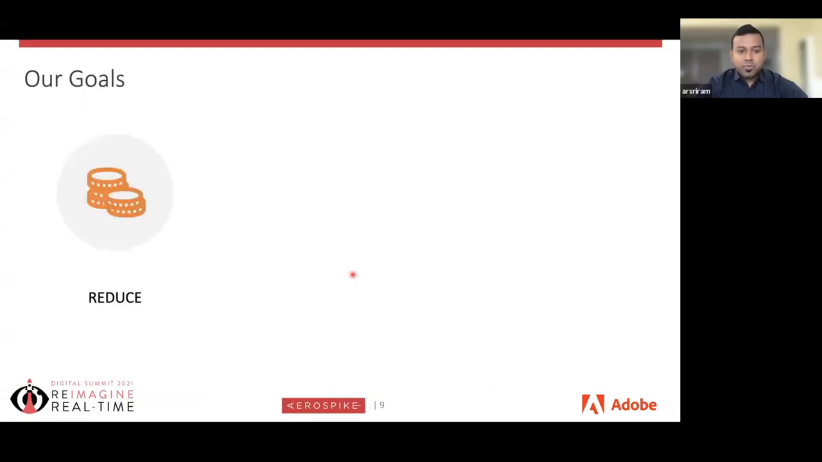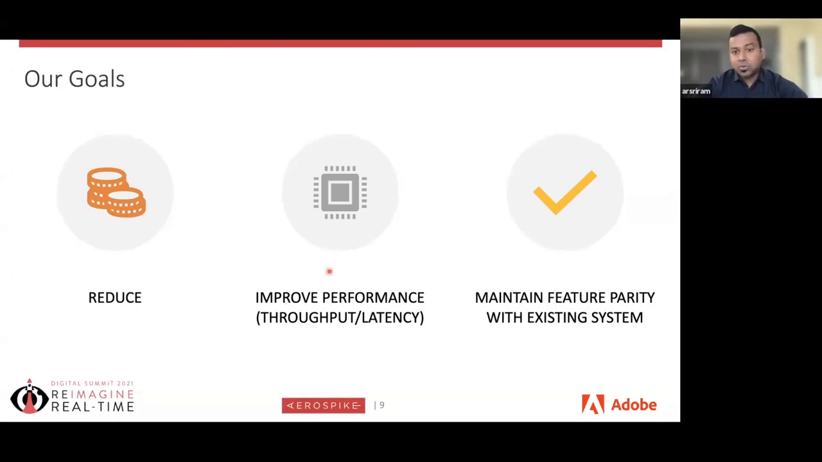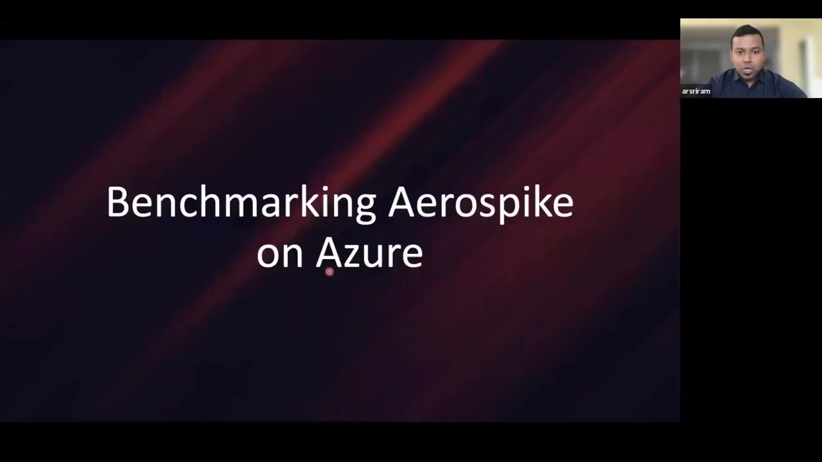And the goal for our migration is we want to reduce cost, we want to improve the throughput and latency, and we want to maintain feature parity with the existing system. In order to answer the reduced cost part, we need to figure out what the performance is going to be given a set number of resources. So the first exercise is a benchmarking exercise. We spent quite a bit of time benchmarking Aerospike on Azure public cloud, and I'll spend some time talking about what we did there.